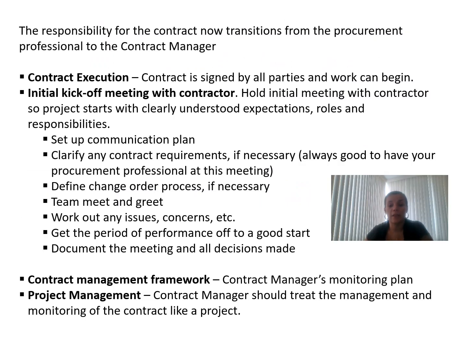Okay, then the responsibility for the contract transition goes through the procurement professional to the contract manager. So it goes through the contract execution that is signed by all parties and will begin. Then you have the initial kickoff meeting, which has a specific purpose: set up a communication plan, clarify any contract requirements, define the change order process, agree on team meetings, work out any issues, and get peer performance. After the goal is set, document the meeting and all decisions made.